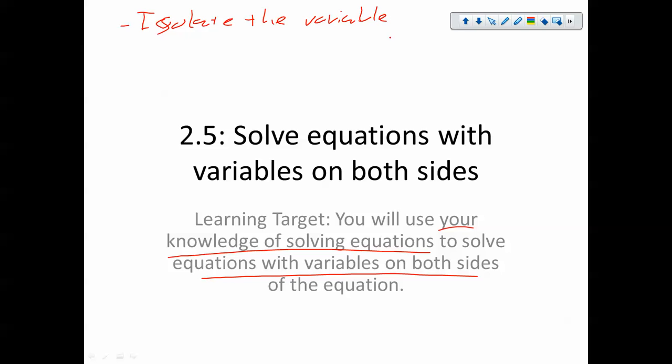It's writing weird this time. I don't know why it keeps randomly cutting out. That says isolate the variable. It's like lots of little things missing to make that hard to read, though.